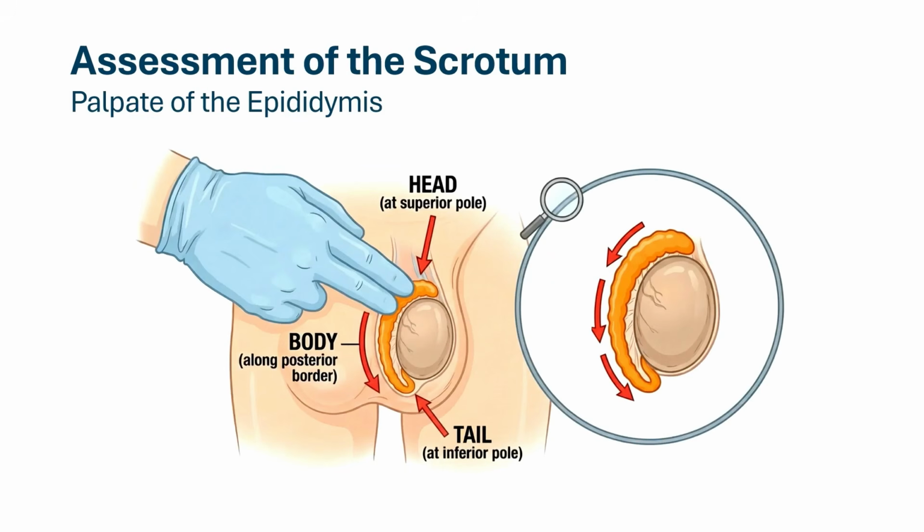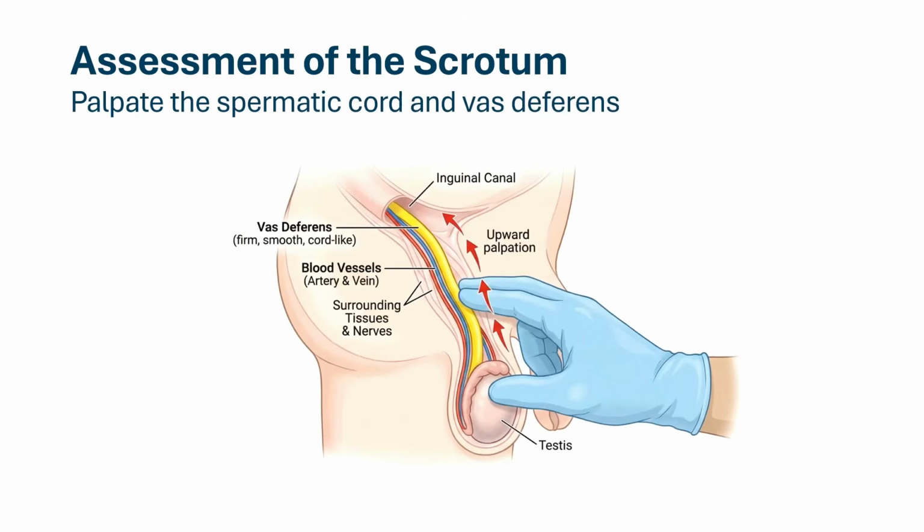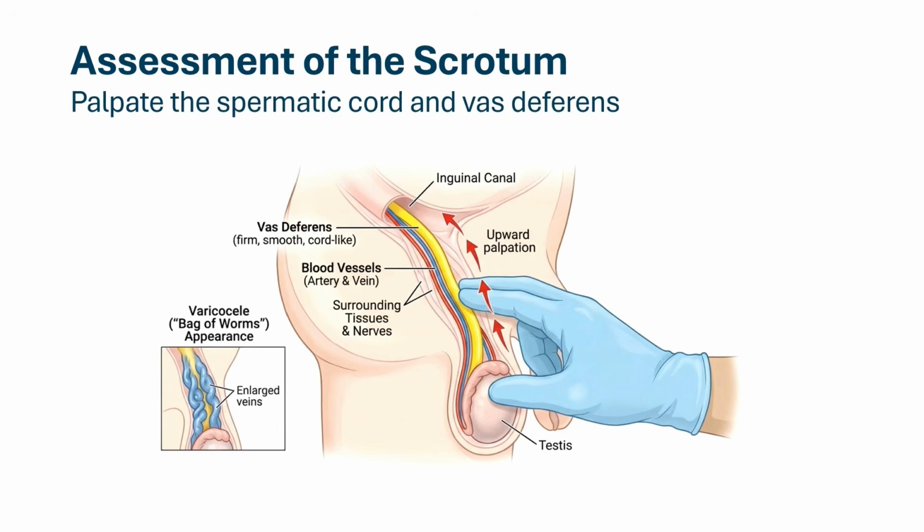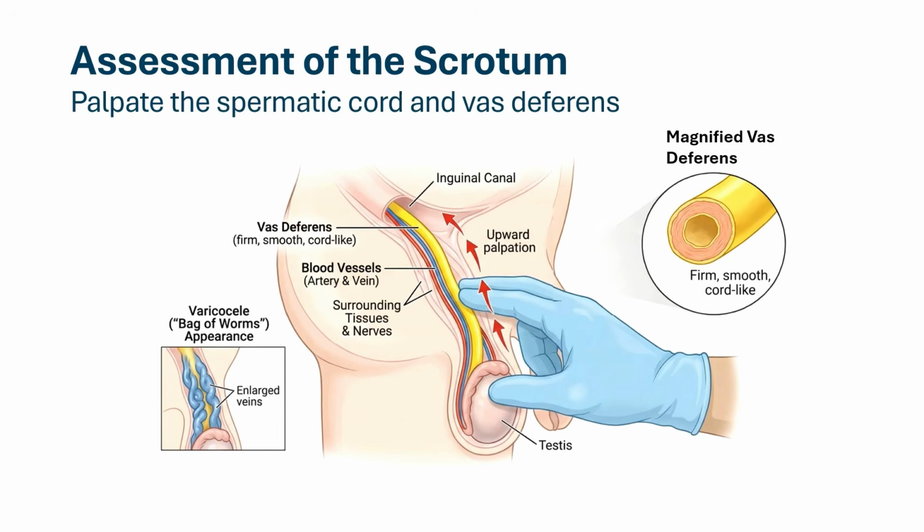Varicocele. Look for nodules, swelling, or tenderness. Palpation of the epididymis is carried out starting from the upper part and working towards the lower part. Palpate the spermatic cord and vas deferens and look for nodules, swelling, or tenderness.